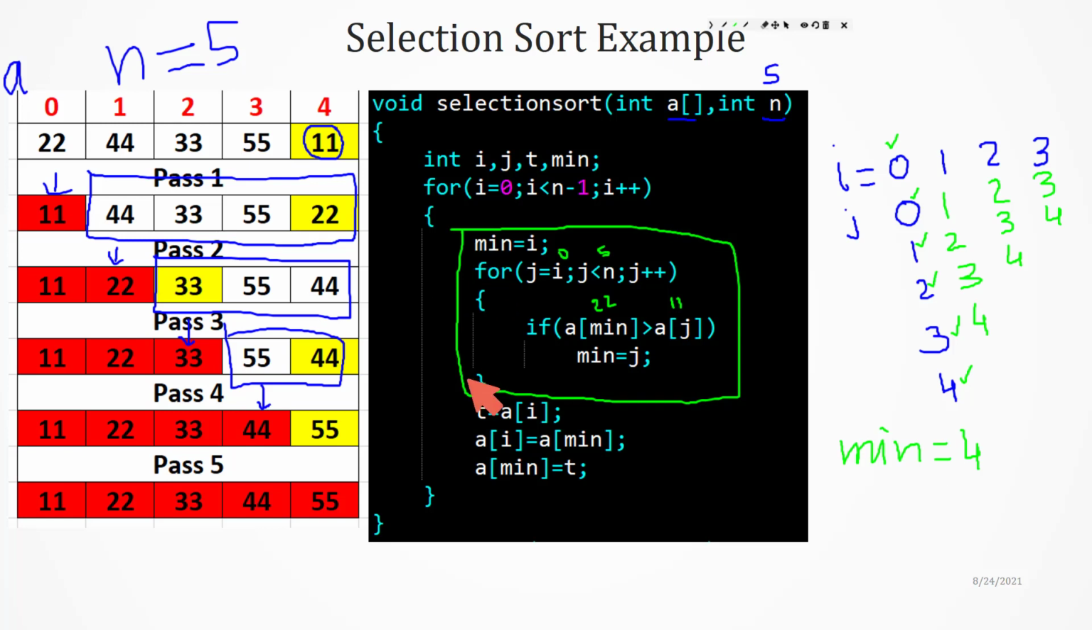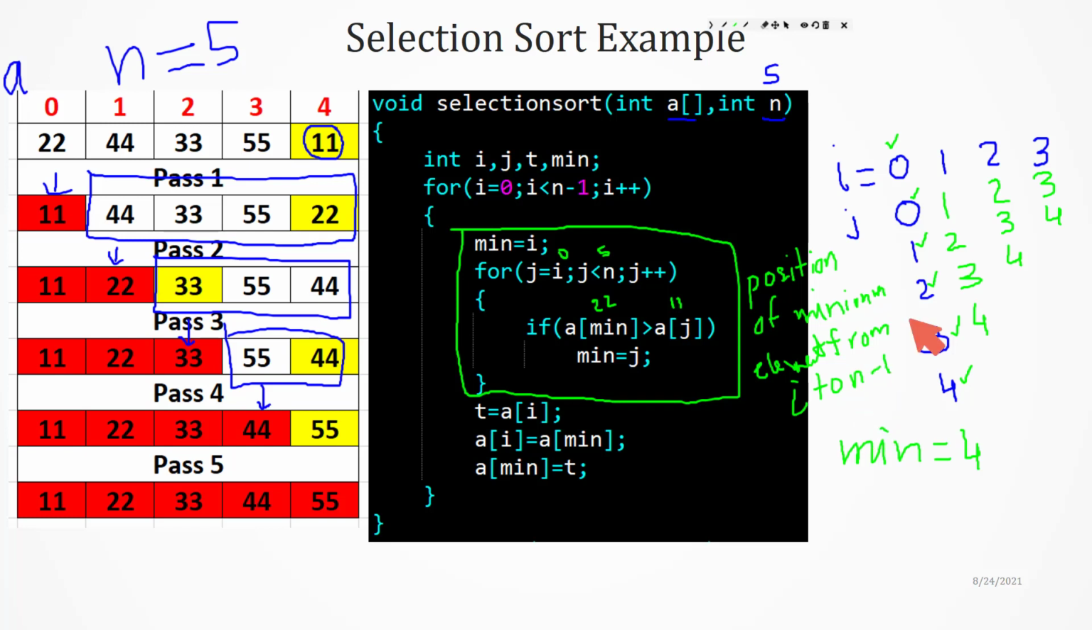So the purpose of this for loop is to find the position of the minimum element, or smallest element, from i to n minus 1.